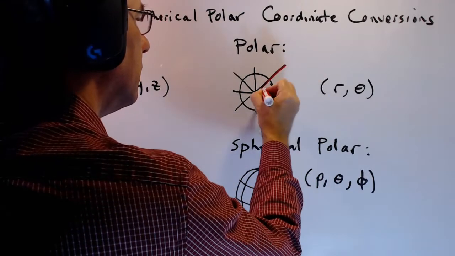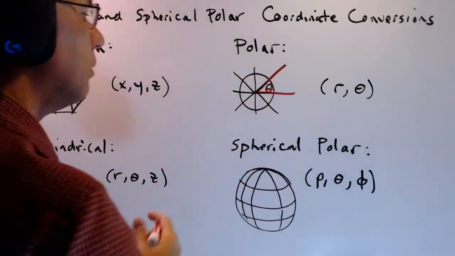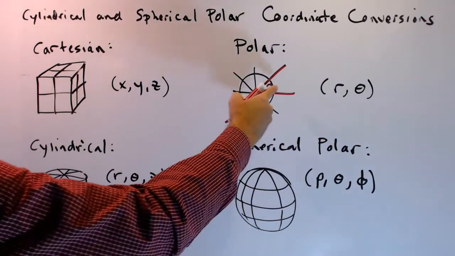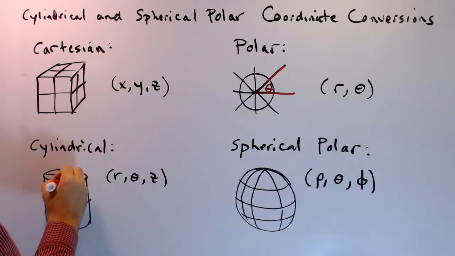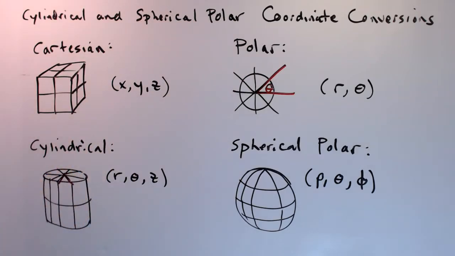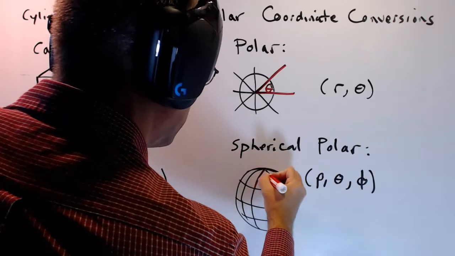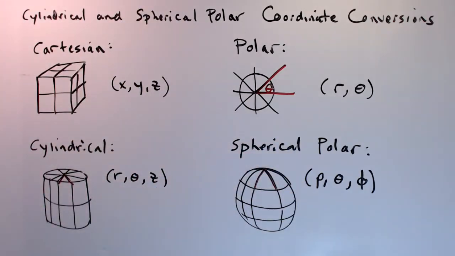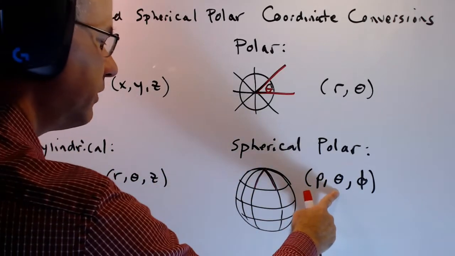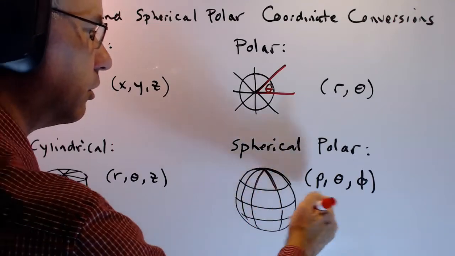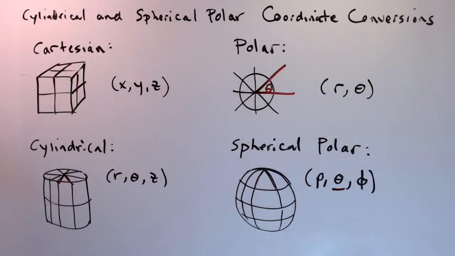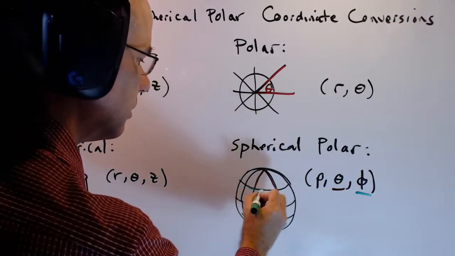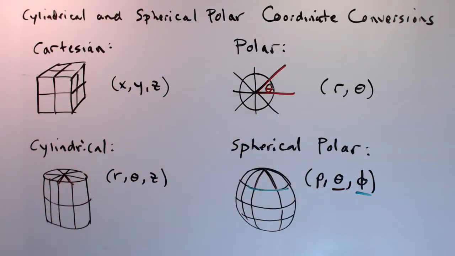In polar coordinates, theta looks like this. So in cylindrical coordinates, theta looks like this. And in spherical polar coordinates, theta looks like this. Theta is similar to longitude on a globe, while phi is similar to latitude, and rho is similar to elevation.